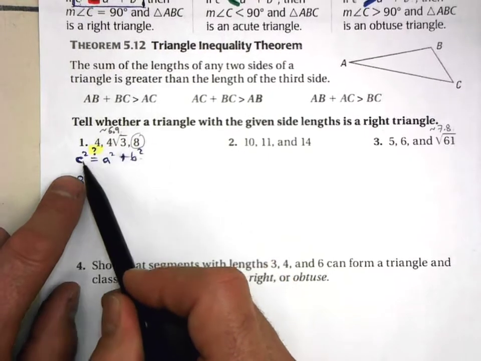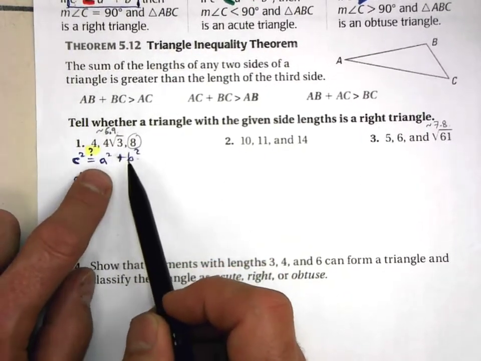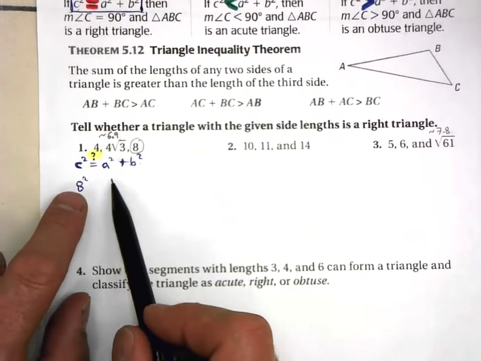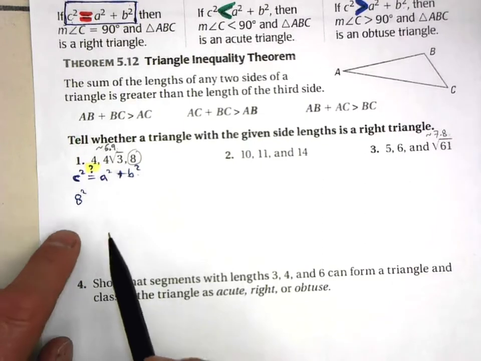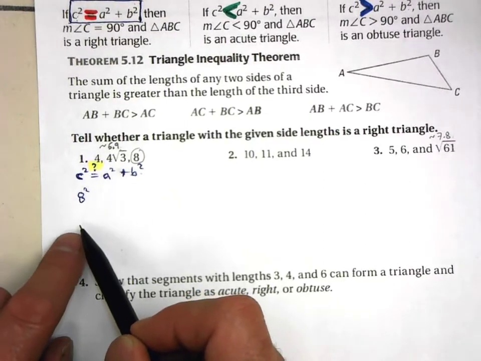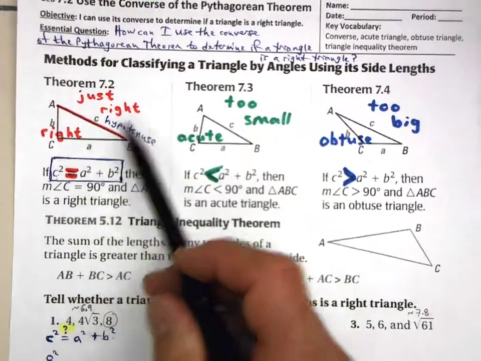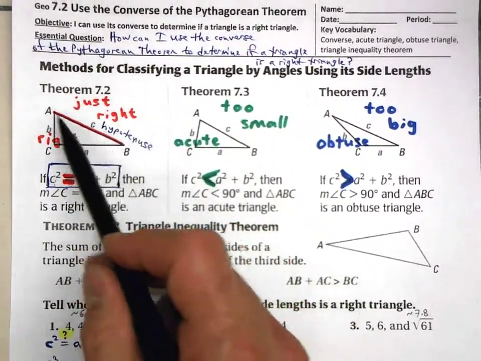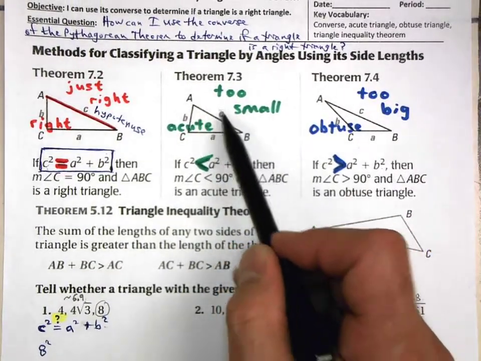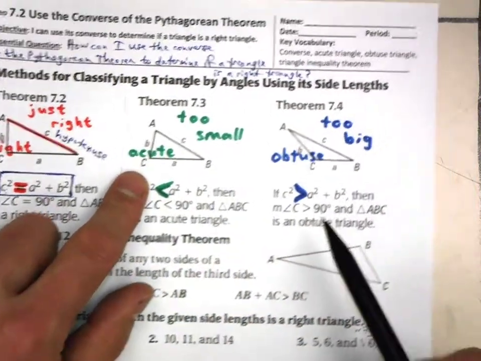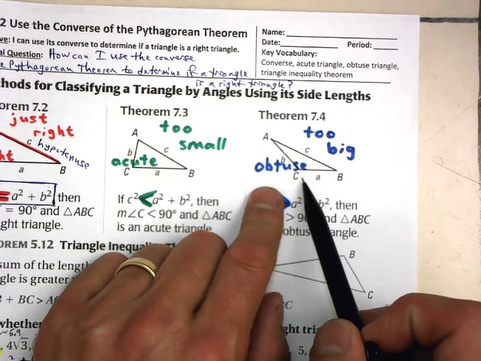And so the 8 is going to go in for the C squared. And then plug in the other two numbers in for A squared and B squared. And then simplify it and see what your numbers are. And if C squared is equal to A squared plus B squared, then it's going to be a right triangle. That C squared is just right. Or if C squared is too small, then it's going to be an acute triangle. Or if C squared is too big, it's going to be an obtuse triangle.